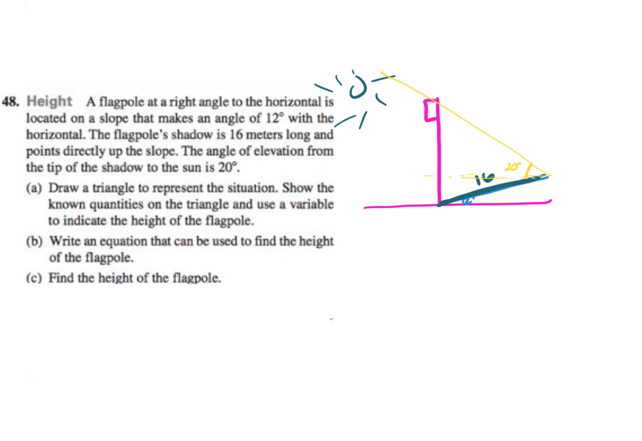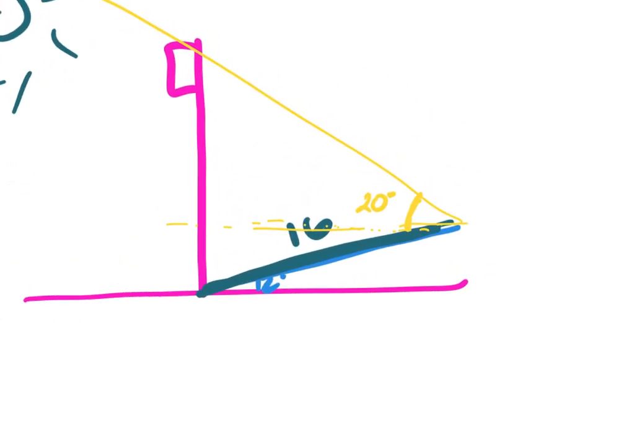Then it says, draw the triangle to represent the situation. Show the known quantities on the triangle and use a variable to indicate the height of the flagpole. So if I know that this little sliver in here is 20, this obviously has to be a right angle. That leaves 78 degrees inside the triangle for that corner. And then the corner on the right, I have to actually take that 20 and what would be below this 20, which is an alternate interior angle with the 12, which means this is also 12.